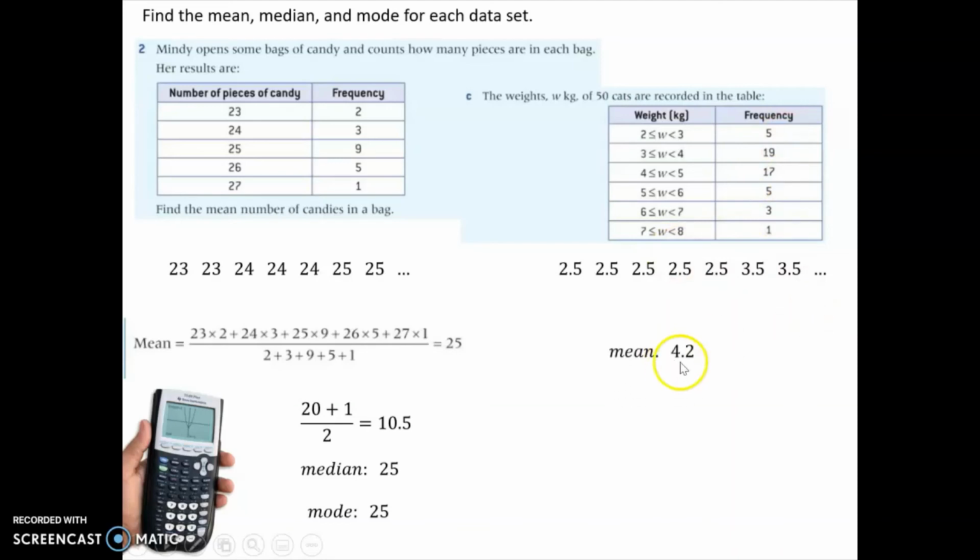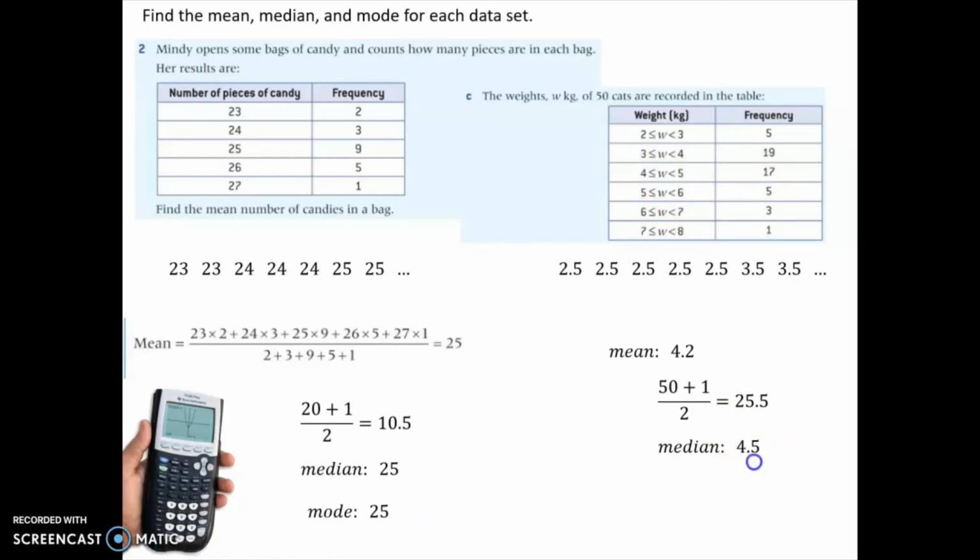Okay, in this case, the mean should be 4.2. Double check that you got that to work out. The median, if I did the process of looking at this or doing the position, 50 plus 1 over 2 is 25.5. So at position 25.5 in this data table, let's see, here's 5. Here's 19 more data points, that's 24. So I need to go a little further. So I know the 25th data point is going to be here, which means 4.5. You can see it here. And that's the same value you'll get from your calculator.